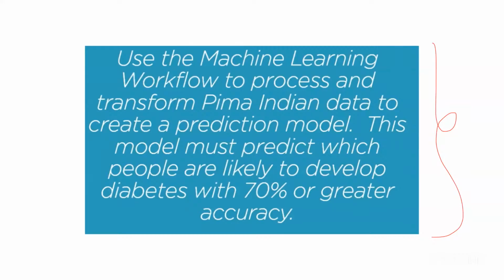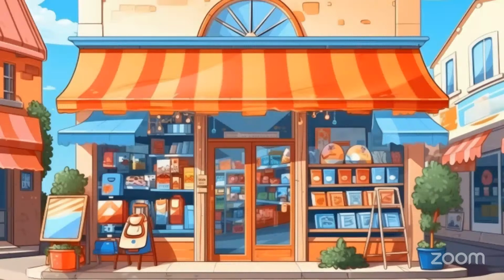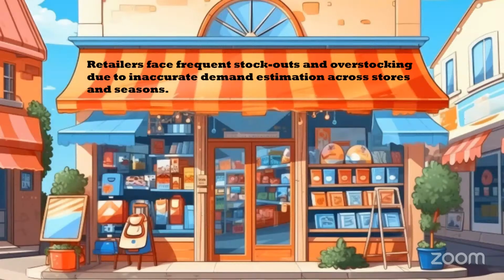Okay, let's understand the problem statement of a retail chain. Retailers face frequent stockouts. When you go to the shop to buy a thing, that product is not available. That is the problem faced by the supermarket. And overstocking, where they have more stock than they need, due to inaccurate demand estimation across stores and seasons. So this is the problem statement.